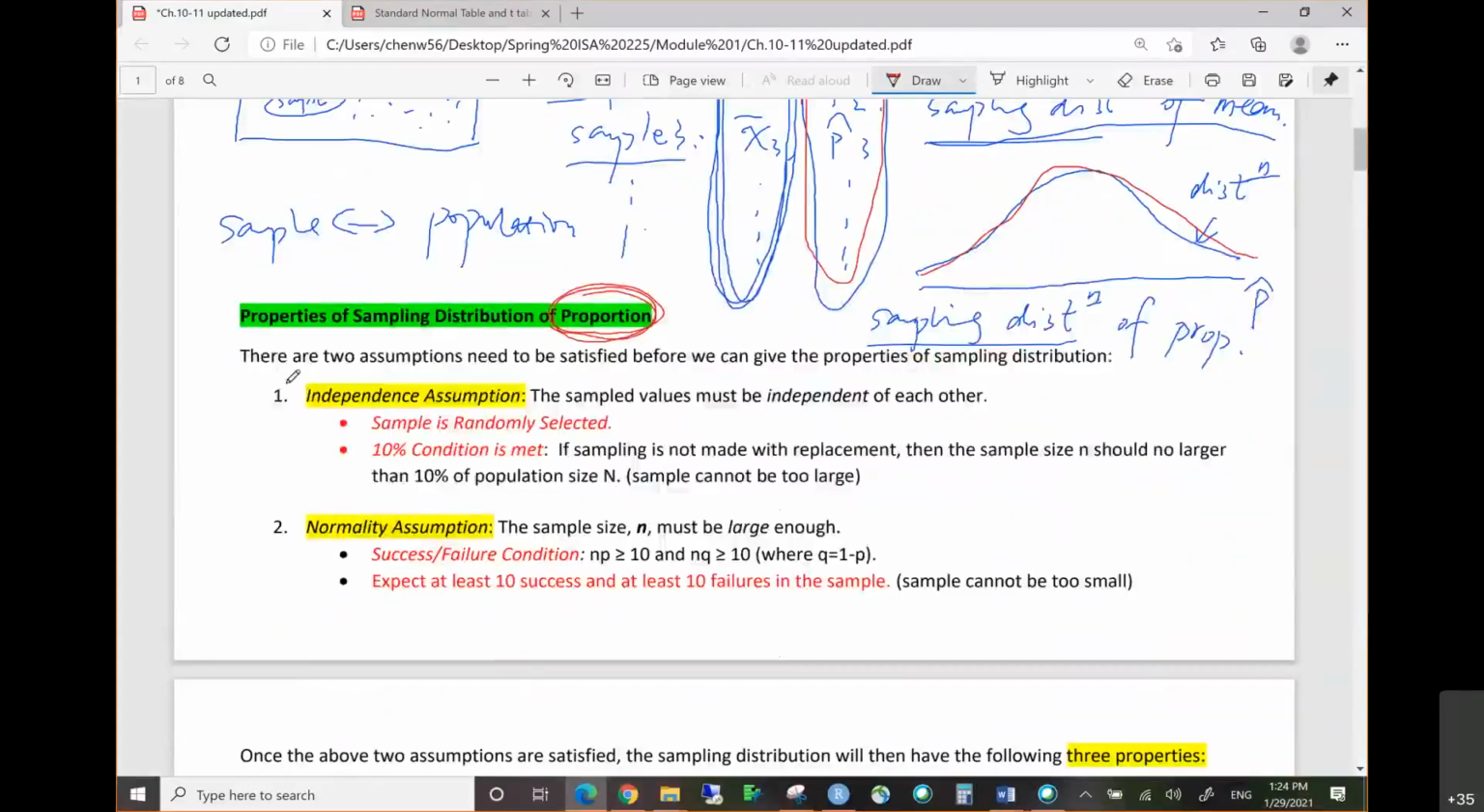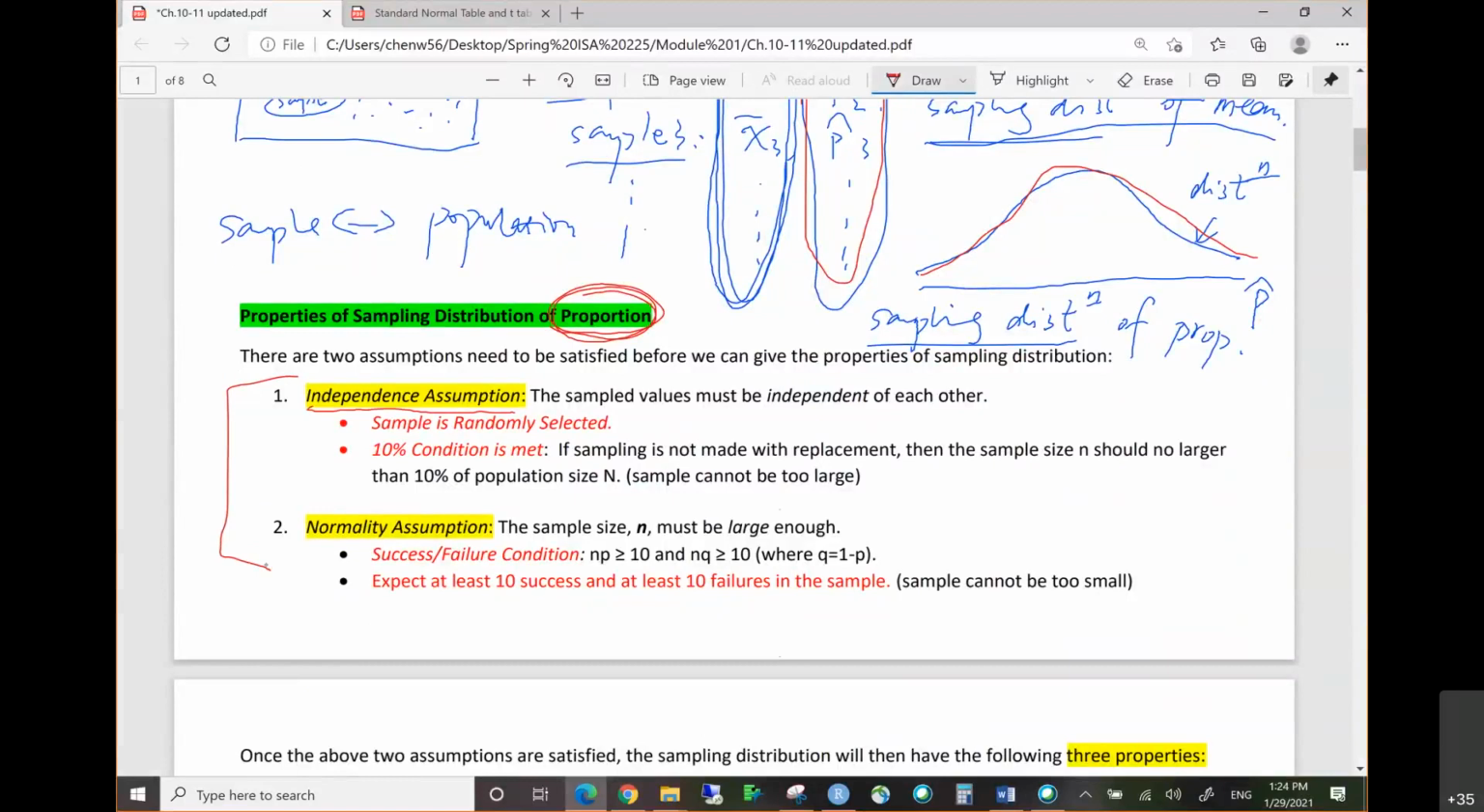And here we have two assumptions to be checked. The first assumption is called the independence assumption. Another one is called the normality assumption. All right, so what is an independence assumption? We say when we select a sample, we want the objects in the sample to be all independent of each other.